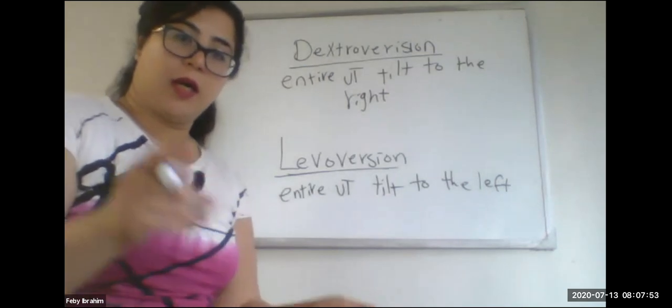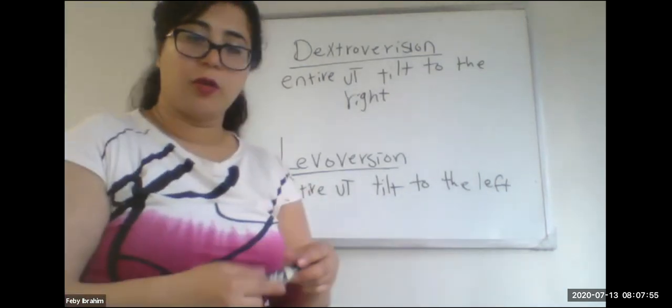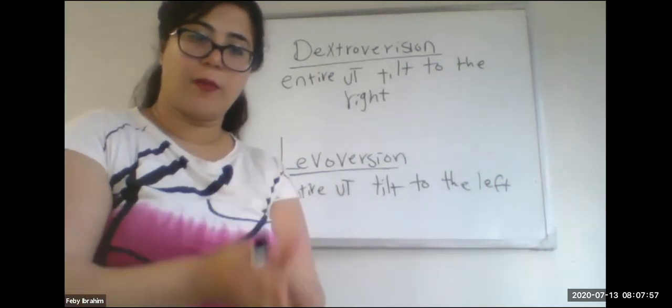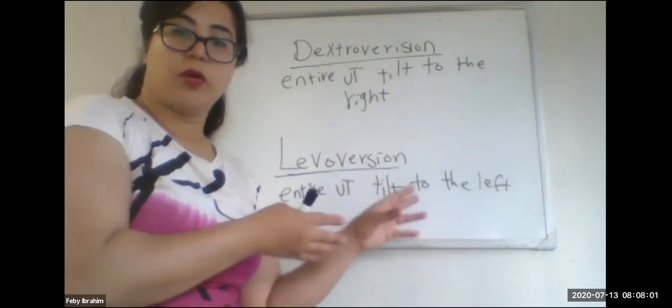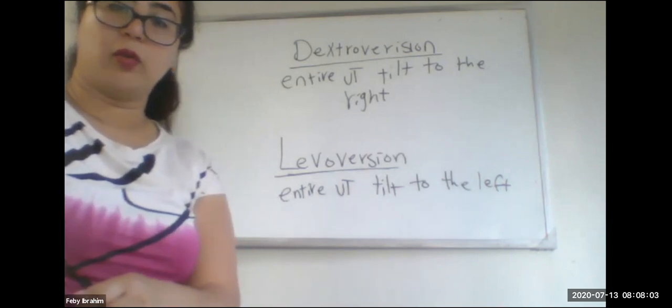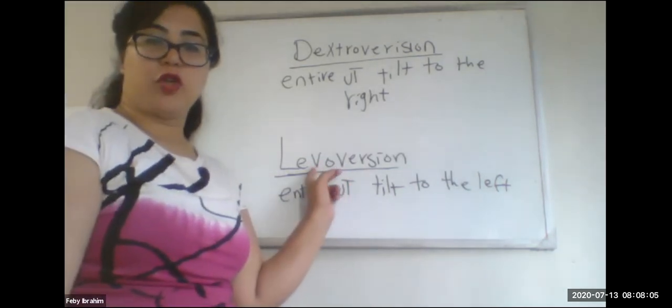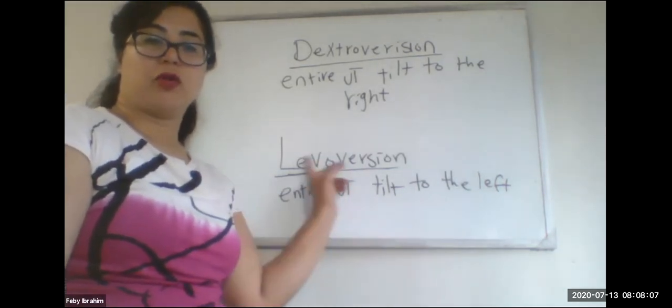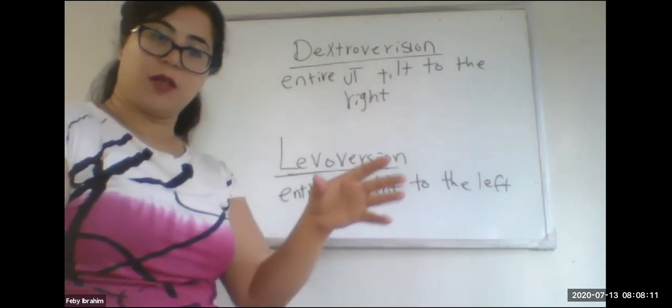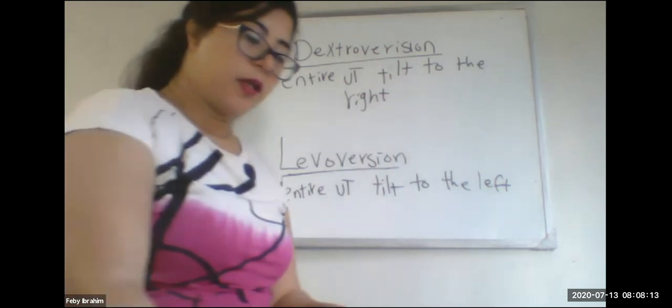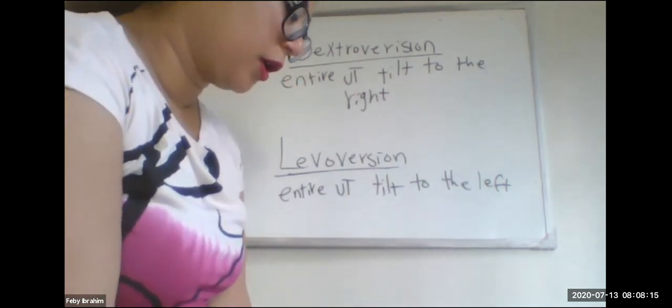The uterine position should normally be in the midline, but sometimes the uterus will be tilted toward the right or toward the left. Levoversion, L for left, so toward the left. Dextroversion, the entire uterus is tilted to the right. This is for the uterine positions.